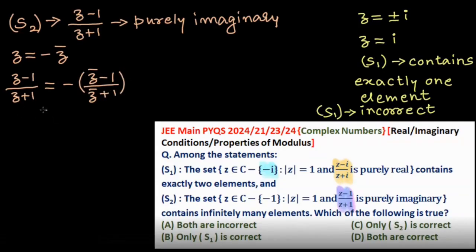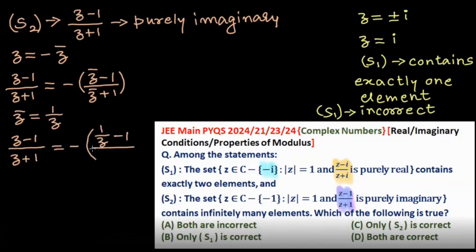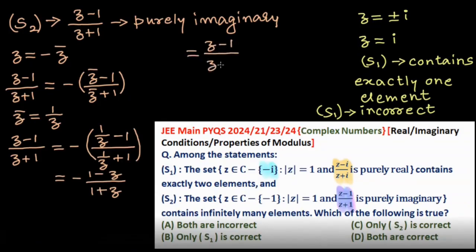Using the property z bar equals 1 by z, this will be (z minus 1) upon (z plus 1) equals negative of (1 upon z minus 1) upon (1 upon z plus 1). That will be (minus 1 minus z) upon (1 plus z), or it will be (z minus 1) upon (z plus 1), which is exactly equal to the given complex fraction (z minus 1) upon (z plus 1).